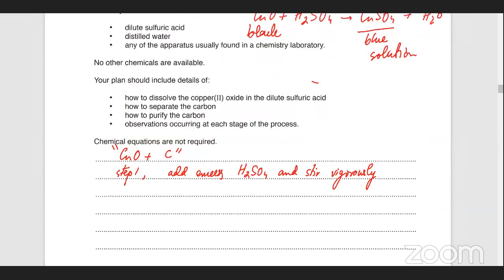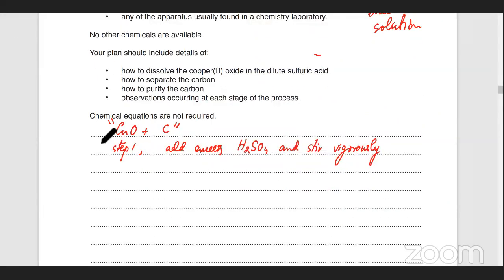He has only given this information, that the mixture is of copper oxide and carbon. Step one is if I mix it with sulfuric acid and stir it vigorously. Now he's already told you the answer is in the question. Okay, they've already given you the answer. So if you add it in sulfuric acid and stir vigorously, what's going to happen is that copper oxide, the same equation we wrote earlier, is going to dissolve in sulfuric acid and form CuSO4 plus water.